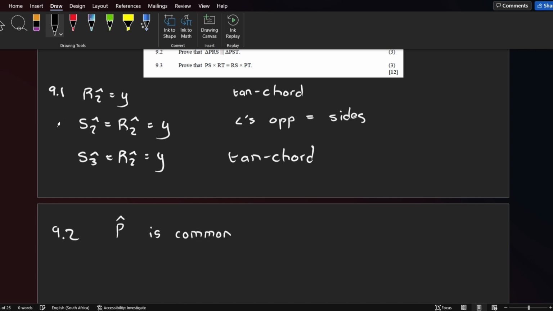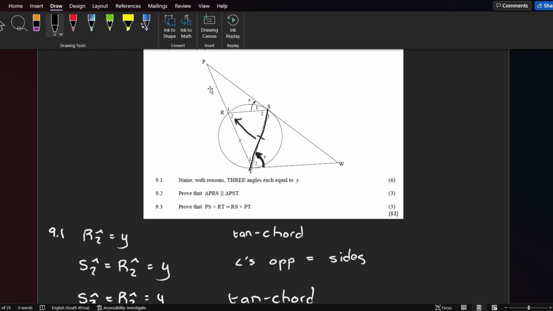So we only have to prove 2 more angles. PRS and PST are supposedly equal, but there's no distinct way to prove that. So let us look at the next angle to see if there's an easier way: angle PSR and angle PTS.